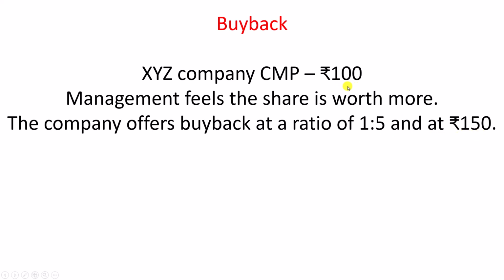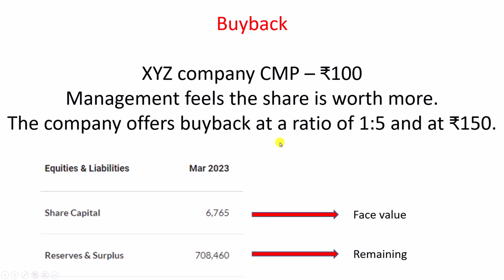So current market price is 100 rupees, but the company says that we are willing to pay 150 rupees per share. So if I have 5 shares, I can give one share to the company and get 150 rupees. If I have 50 shares, I can give 10 shares to the company and get 150 into 10. Now, the company has to pay me money, correct? Let us say I have 5 shares and I am willing to sell one share to the company. So the company has to give me 150 rupees.